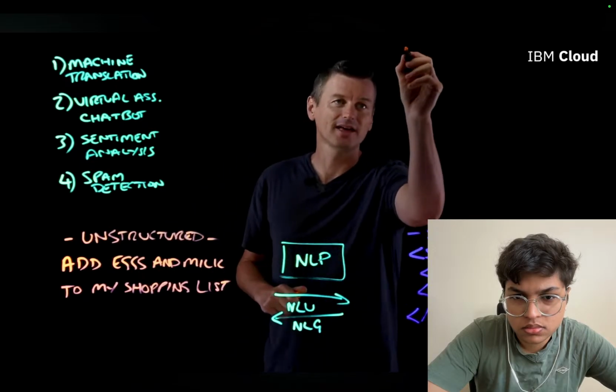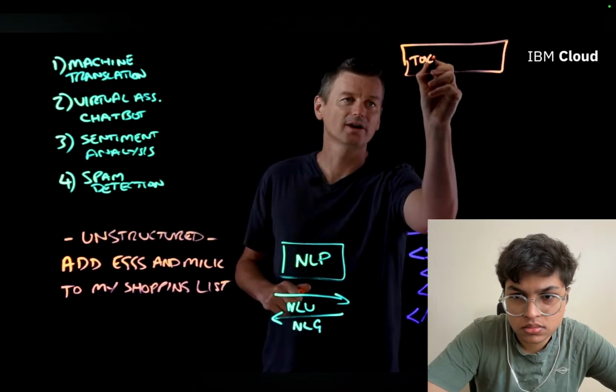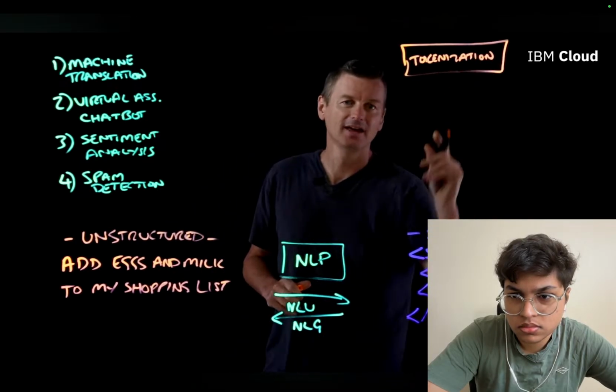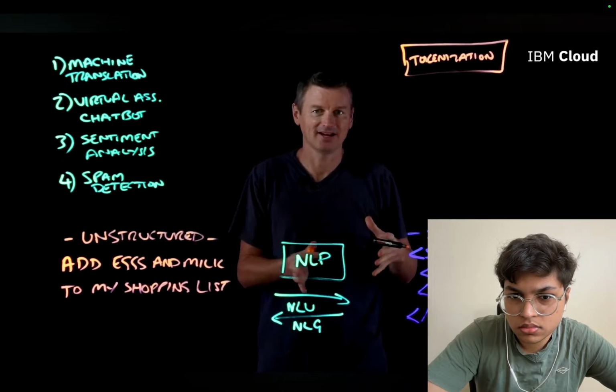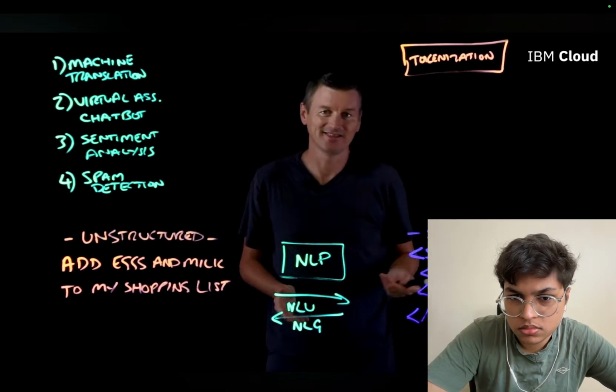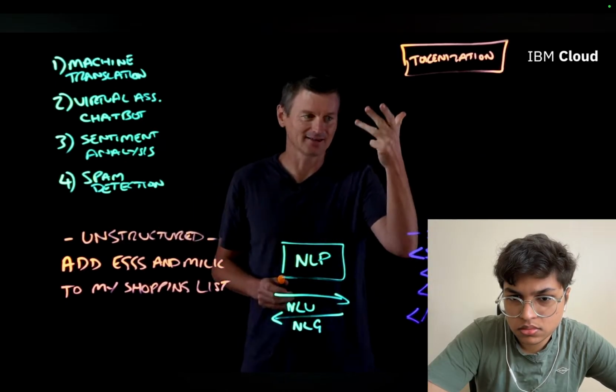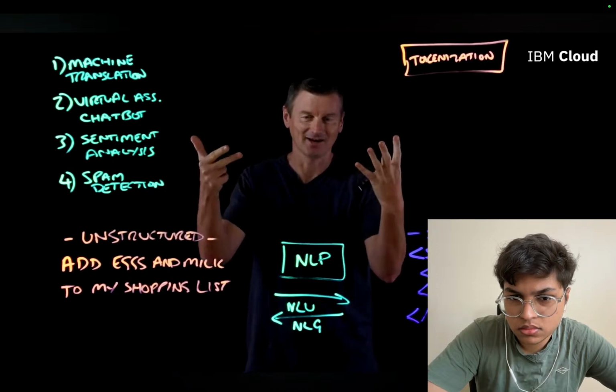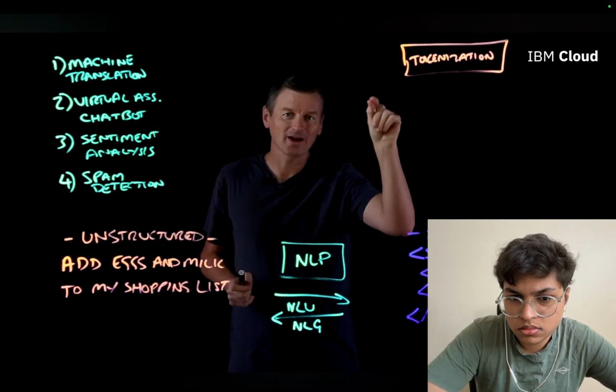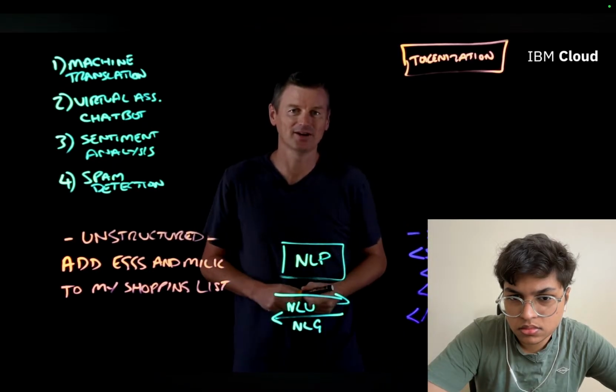Once we've got that, the first stage of NLP is called tokenization. This is about taking a string and breaking it down into chunks. So if we consider the unstructured text we've got here, add eggs and milk to my shopping list, that's 8 words, that could be 8 tokens. And from here on in, we are going to work one token at a time as we traverse through this.